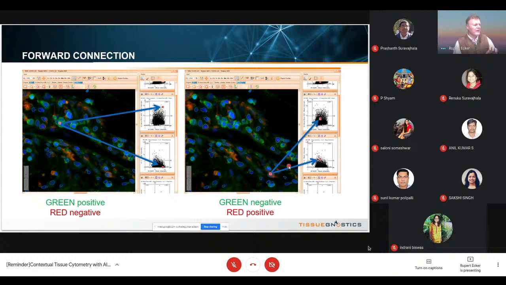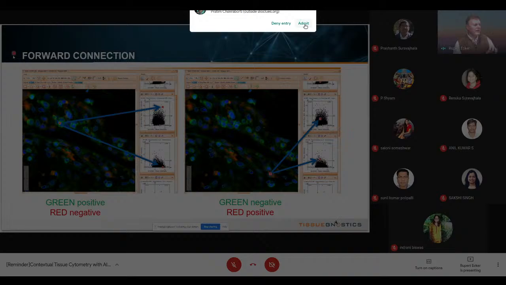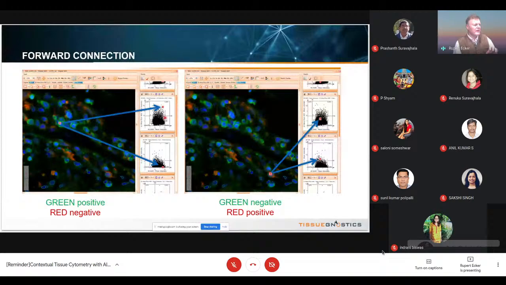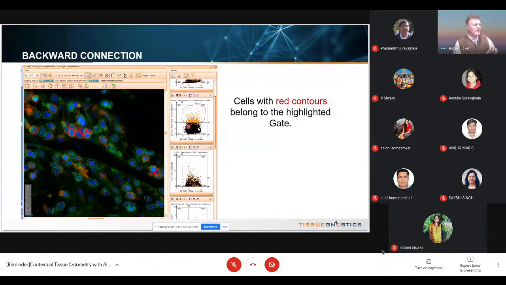Following our motto, from image to analysis, we consider this a step forward and therefore call it the forward connection, from image to data space. It also works the other way around, from data space back to the image. We can, like here, define a gate, which is a selection of a subpopulation of cells, and then highlight the content of this gate here in a specific color. So you can visualize where in the tissue section a certain subpopulation of cells is located.